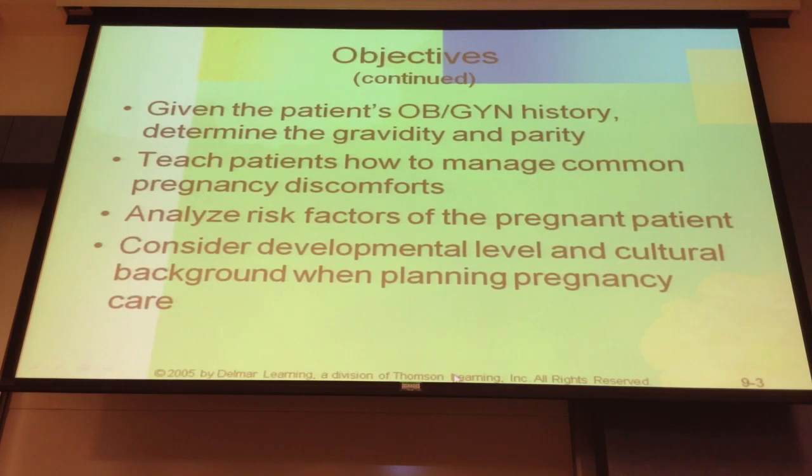Then given her OBGYN histories, you're going to determine her gravidity and parity. You're going to teach her how to manage some of her common pregnancy discomforts, analyze risk factors that she might present with, and then consider developmental level and cultural background when planning her pregnancy care. Okay? Hopefully that all makes sense.